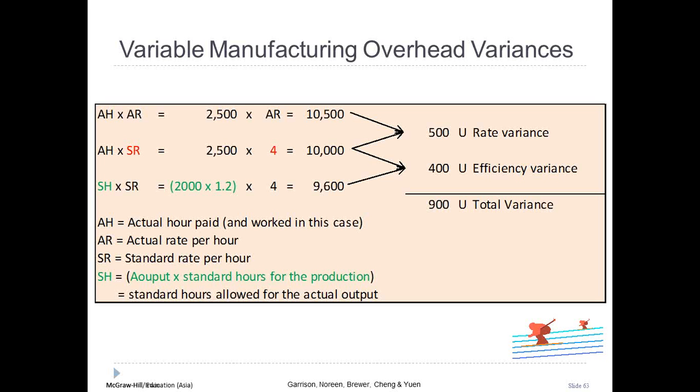When comparing with the flexible budget, SH times SR, of $9,600 based on 2,000 parkas produced at the standard of 1.2 hours and standard hourly rate of $4 per hour, the unfavorable $400 efficiency variance was caused by the extra 100 hours incurred compared with the standard hours allowed for the actual output of 2,000 parkas.